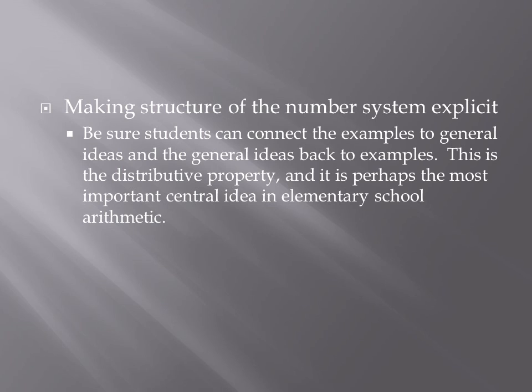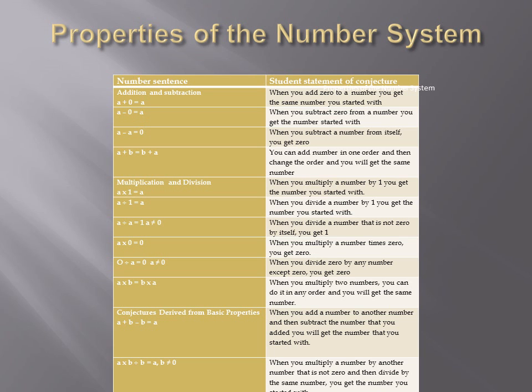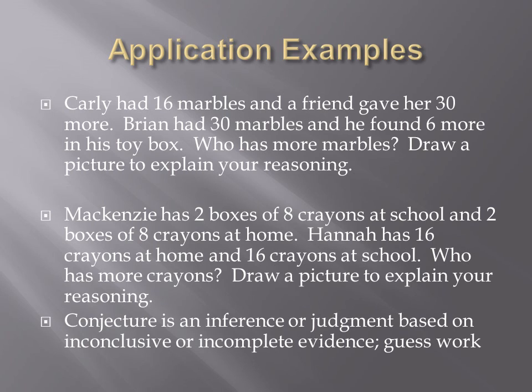Making structure of the number system explicit. Be sure students can connect the examples to general ideas and the general ideas back to examples. This is the distributive property, and it is perhaps the most important central idea in elementary school arithmetic. By 3rd or 4th grade, students should be challenged to translate verbal conjectures into open sentences.